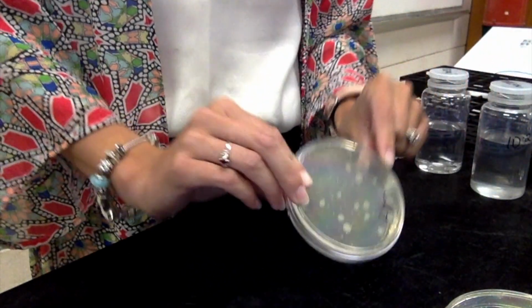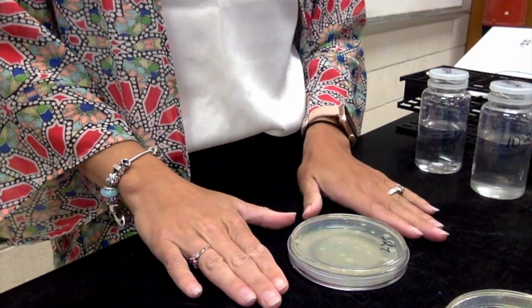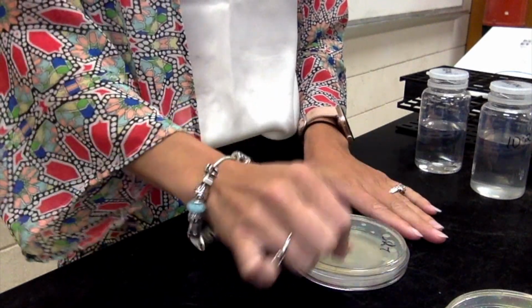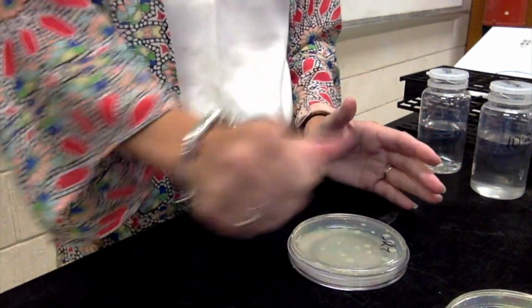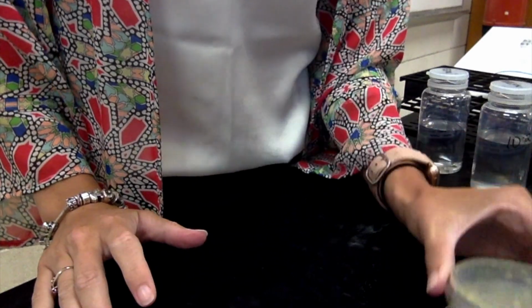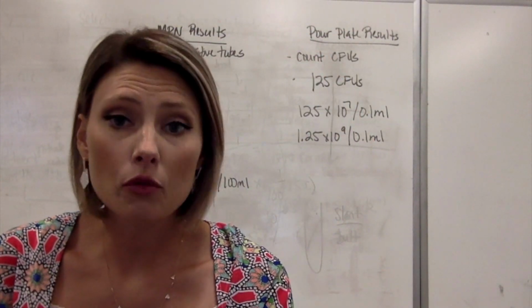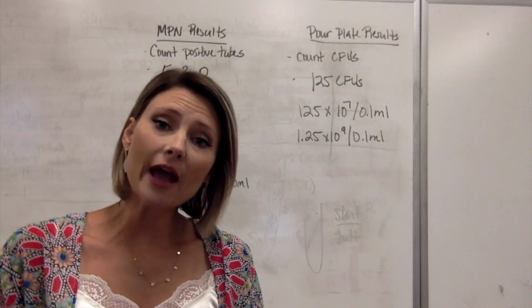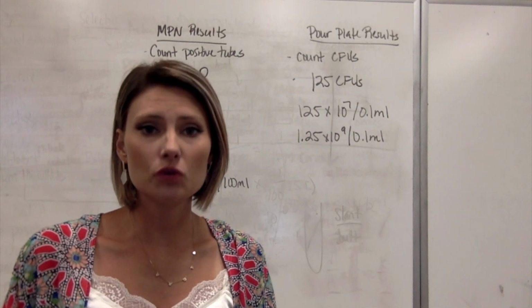Now, under normal circumstances, if I was actually counting these plates, I would use a Sharpie and mark each and every colony and count up all the colonies. I'm not going to sit here with a Sharpie and count all these for you. So I just estimated that these have about 125 CFUs on each plate. So that's what I wrote on the board. You would normally just record how many CFUs the plate has. So I put about 125 CFUs on the board.